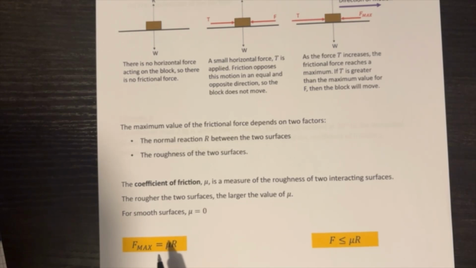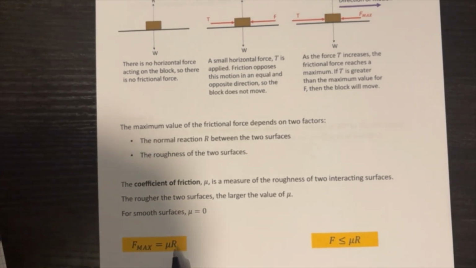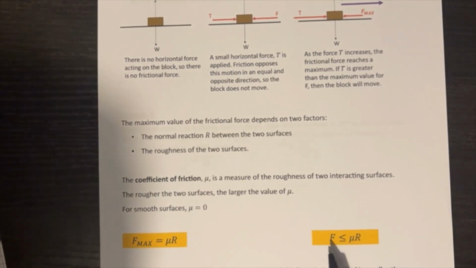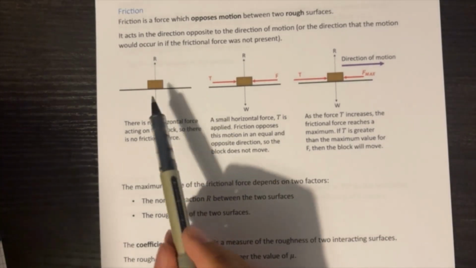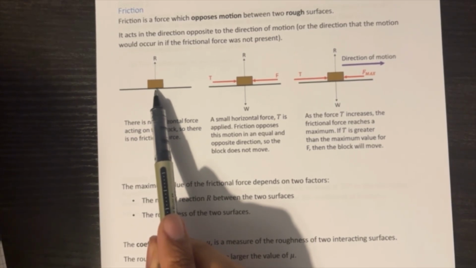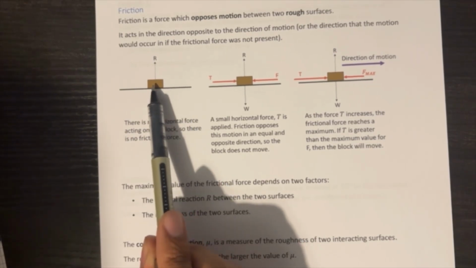And a couple of formulae for the value of friction. F max is equal to mu R. What this is saying is the maximum frictional force there can be is equal to the coefficient of friction multiplied by the reaction force. Sometimes we also see it as F being less than or equal to mu R. The reason this appears is because if the maximum force is mu R, then if we consider the situations above again, the frictional force in this instance wasn't equal to mu R, it was less than mu R, because there was no force acting on the object at all, so there was no frictional force.